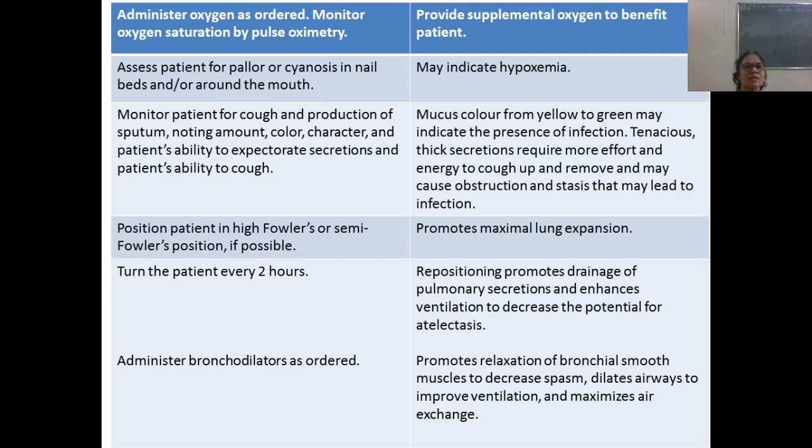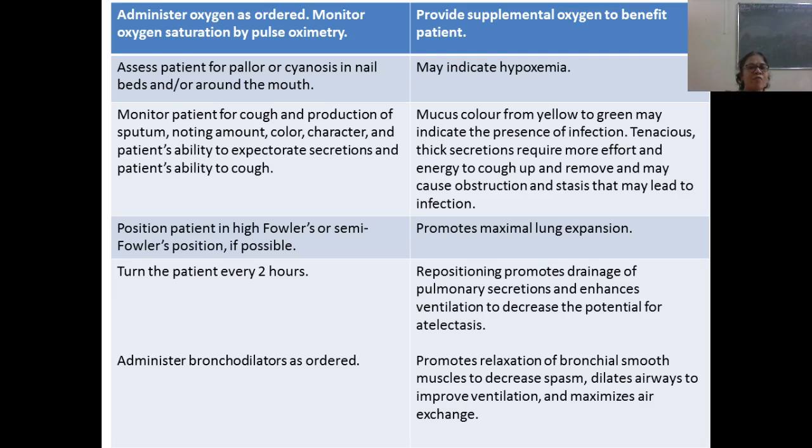Then administer oxygen as ordered and monitor oxygen saturation by pulse oximeter to provide supplemental oxygen to benefit the patient. Assess the patient for pallor or cyanosis in nail beds or around the mouth, which may indicate hypoxemia. Monitor patient for cough and production of sputum, noting amount, color, character and patient's ability to expectorate secretions and patient's ability to cough. Mucus color from yellow to green may indicate the presence of infection, and tenacious thick secretions require more effort and energy to cough up and remove and may cause obstruction and stasis that may lead to infection.